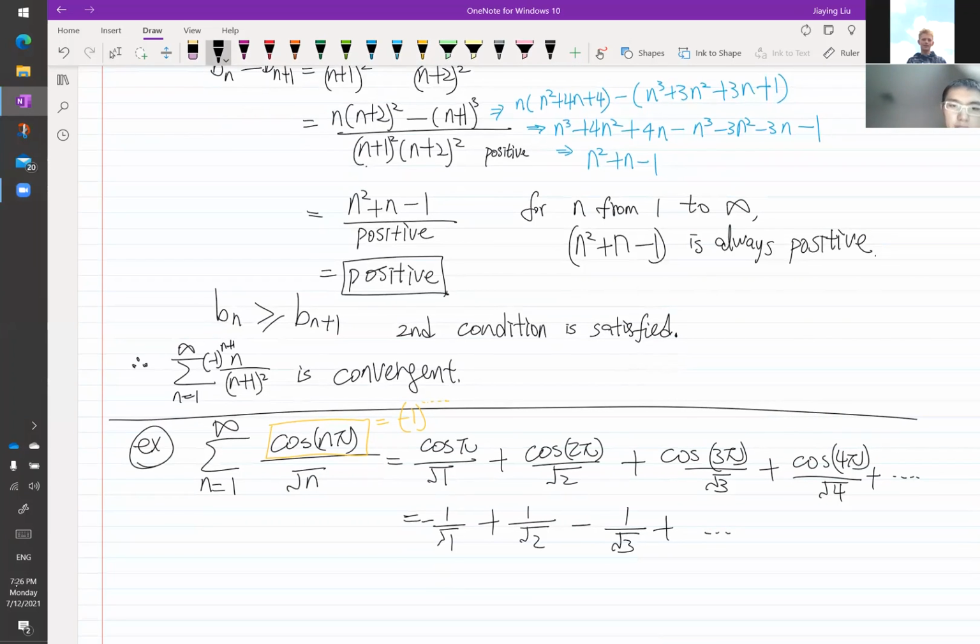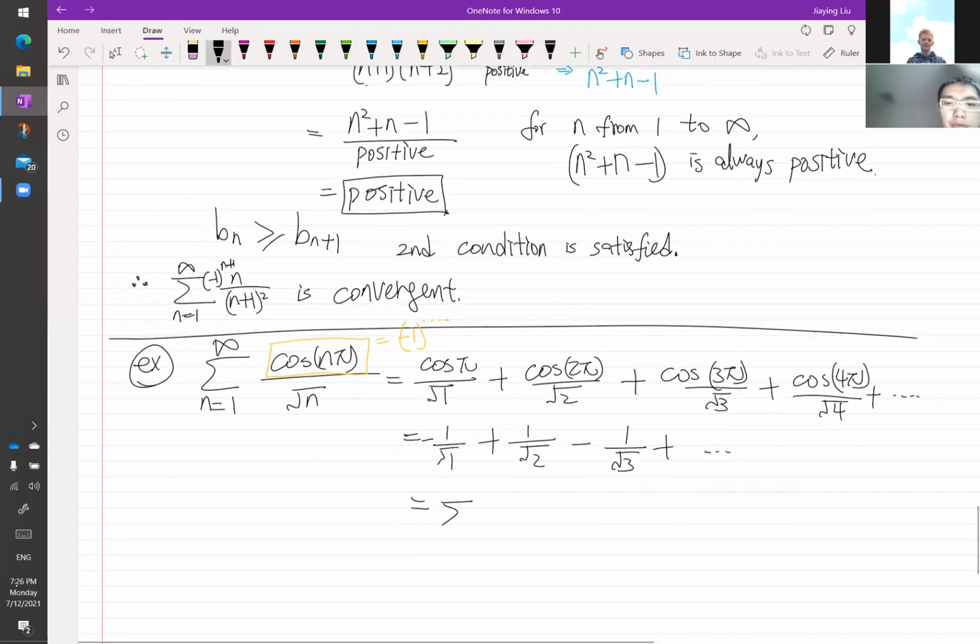So this series given is equivalent to, if we rewrite it using negative 1 raised to a power, negative 1 to the n, because we begin with a negative, 1 over square root of n. So they're equivalent.